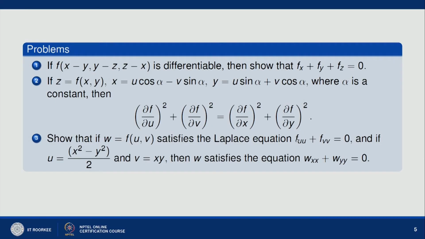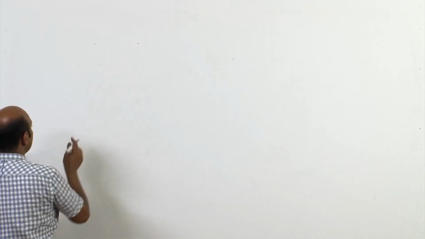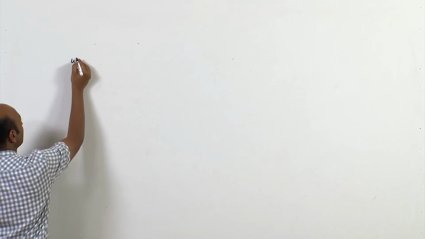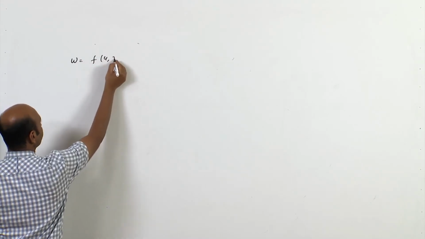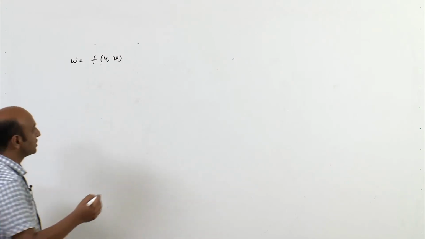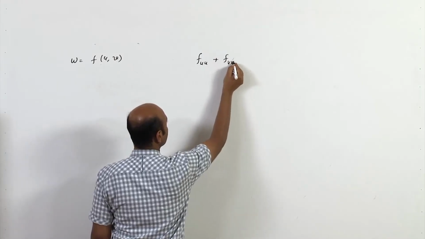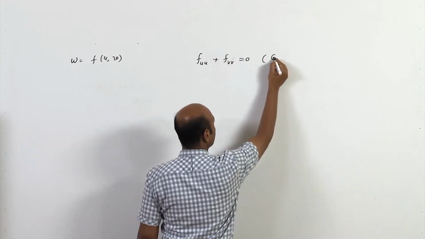Show that if w is equal to f of u and v satisfies the Laplace equation f u u plus f v v equal to 0, and if u is given by this and v is given by this, then w also satisfies this expression, I mean the Laplace equation. So, let us try to prove this. Here w is a function of u and v, and it is given to us that f satisfies the Laplace equation, that is f u u plus f v v equal to 0.